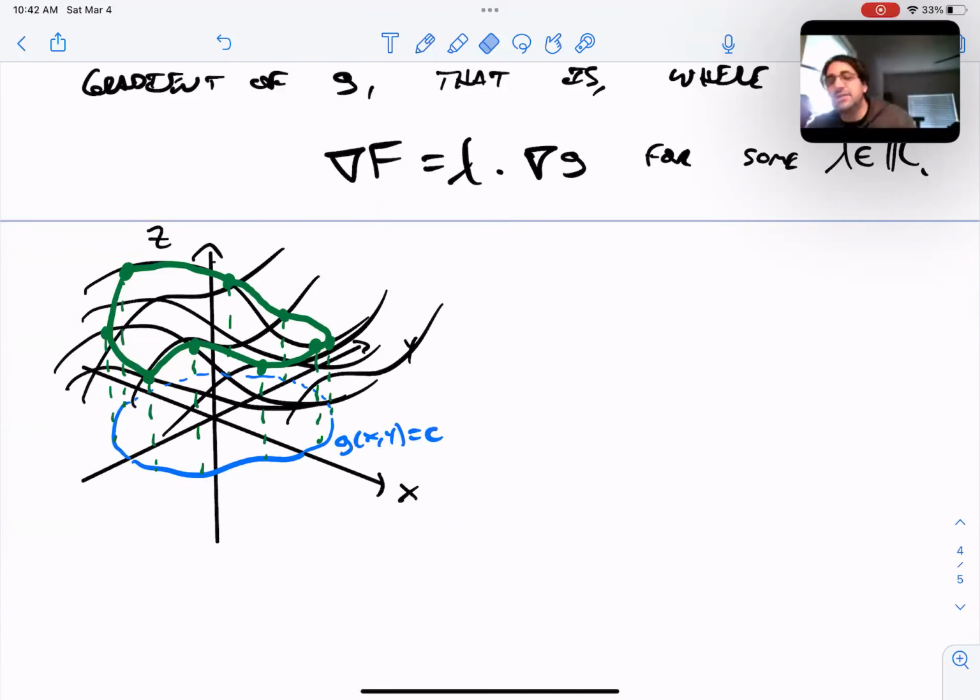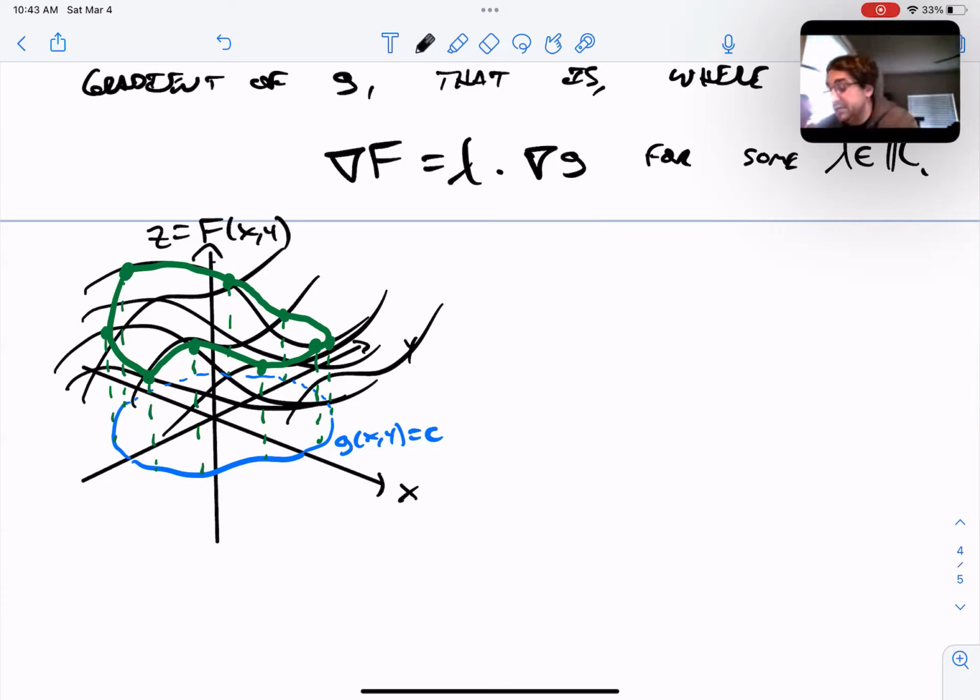So it's almost like g of x, y equals c would be the base of the supports of this roller coaster track, and green would be the actual path of the roller coaster ride. The surface, z equals f of x, y, is what gives us the height of the roller coaster at each point. It also gives heights of lots of other points that are not on the roller coaster. It's a whole surface, but we're plucking out just a one-dimensional curve from this surface using a constraint on the inputs, g of x, y equals c. So that's what we're seeing here.